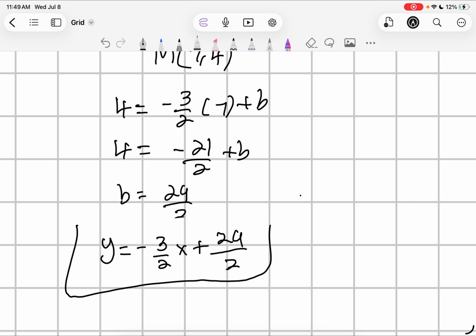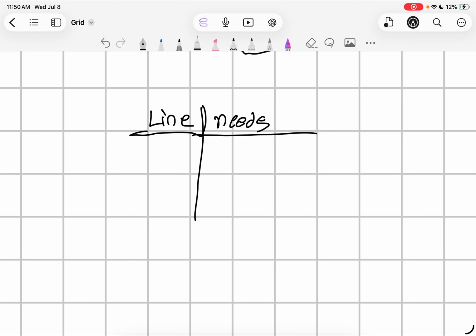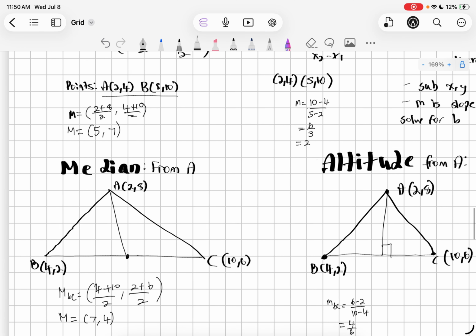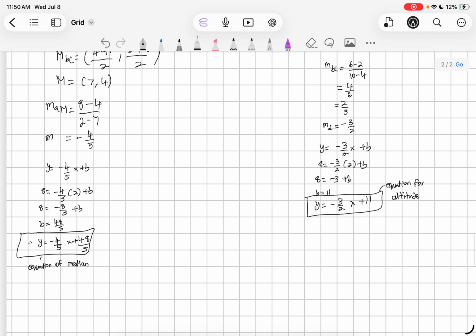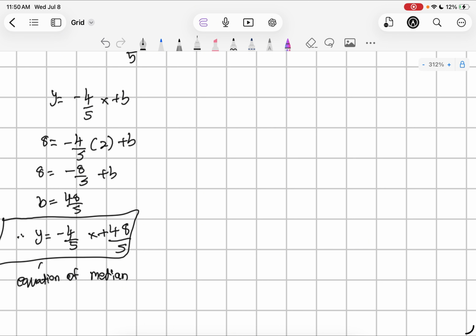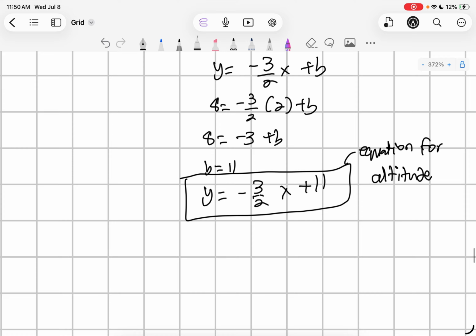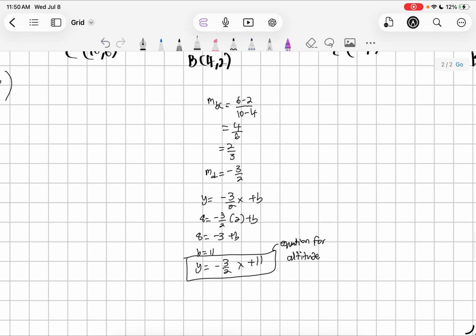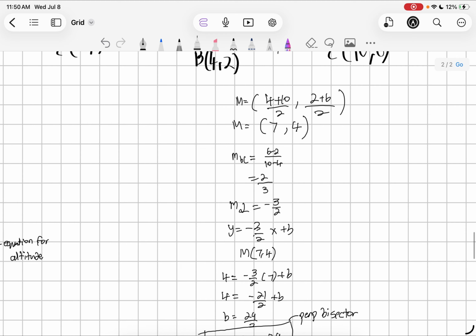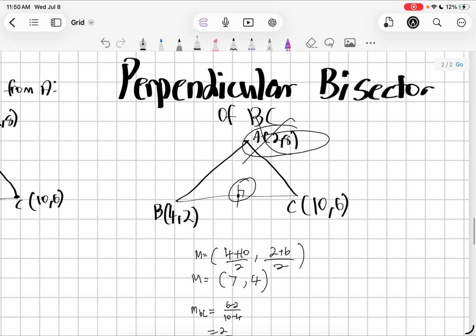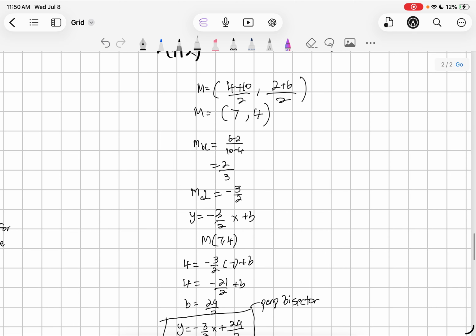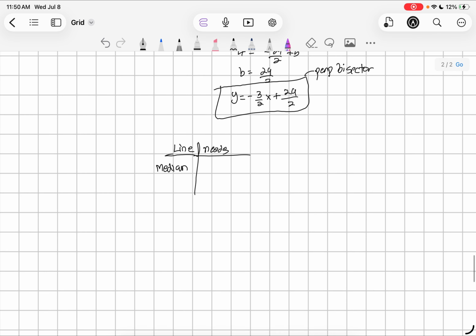And now for a final summary. So we have our median, right? Let's go back to our median. We use the midpoint, slope, and the b. For altitude, we use the slope, then we did the negative reciprocal, and I got the equation, solving for b again. And then for perpendicular bisector, we used midpoint, slope, reciprocal, solve for b, solve the equation.